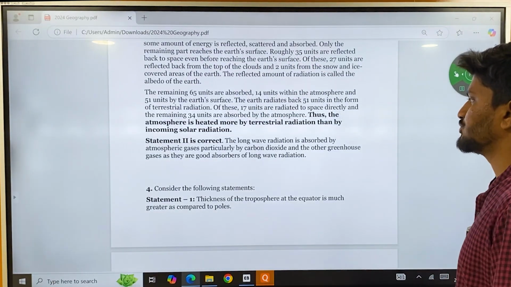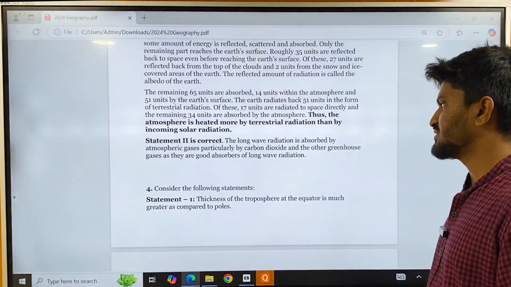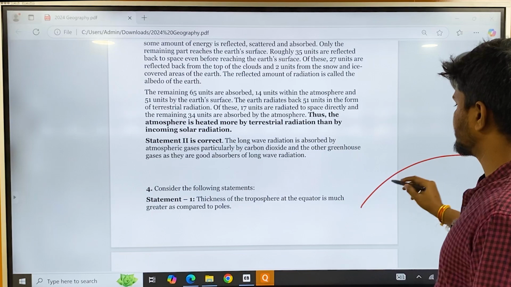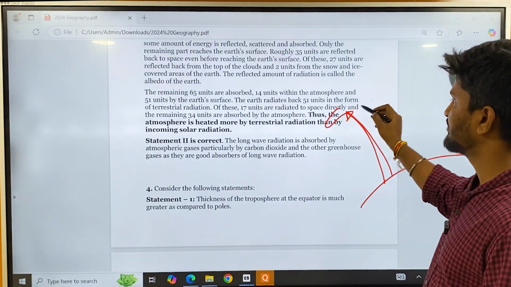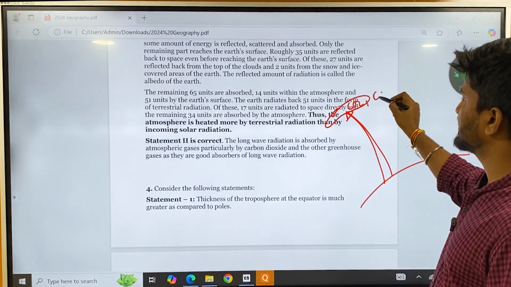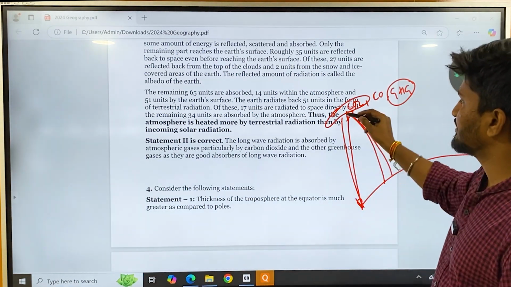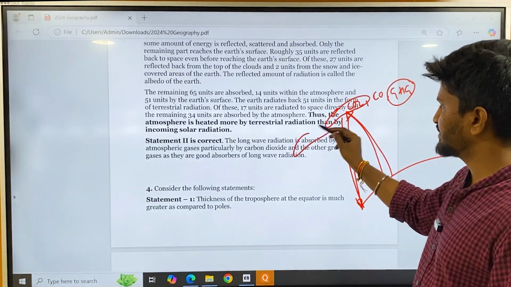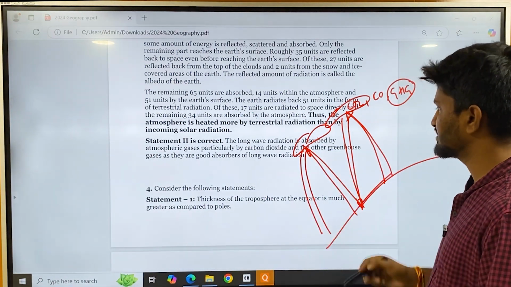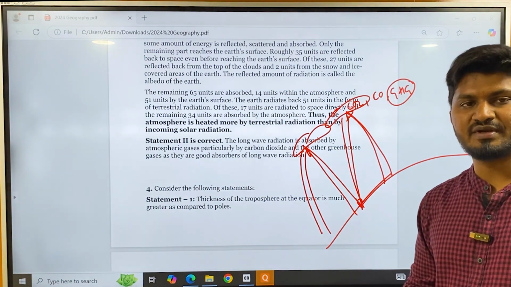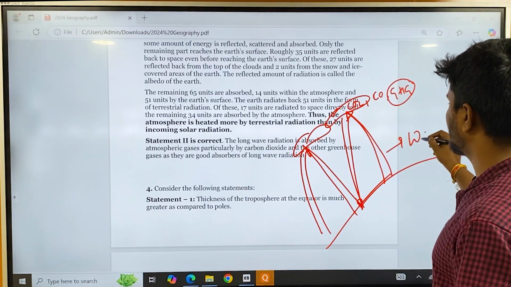The long wave radiation is absorbed by atmospheric gases, particularly carbon dioxide and other greenhouse gases. They are good absorbers of long wave radiation. This is called the greenhouse effect. This long wave radiation wants to escape the Earth's surface, but because of the presence of gases such as carbon dioxide and other GHGs, that is greenhouse gases, some is reflected back and some is absorbed. And again, if it tries to escape, some is absorbed and some is reflected back. So this is what is called the greenhouse effect, meaning it absorbs and retains heat and does not allow the heat to escape from the Earth, resulting in the warming of the Earth, called global warming.